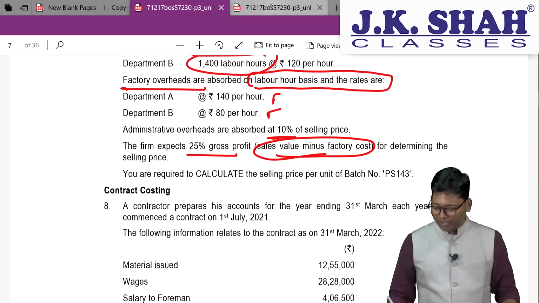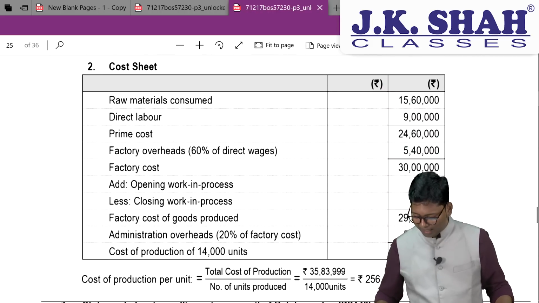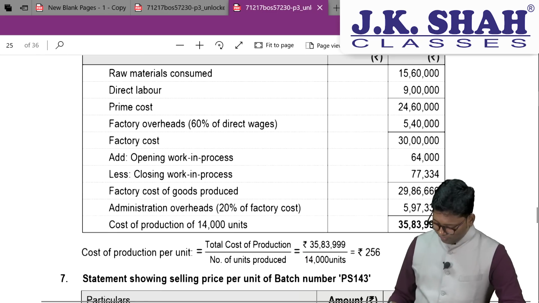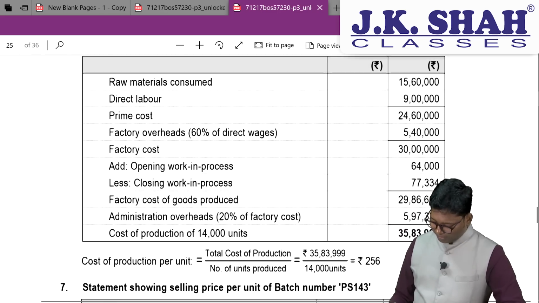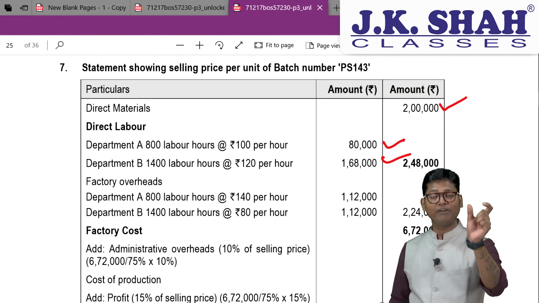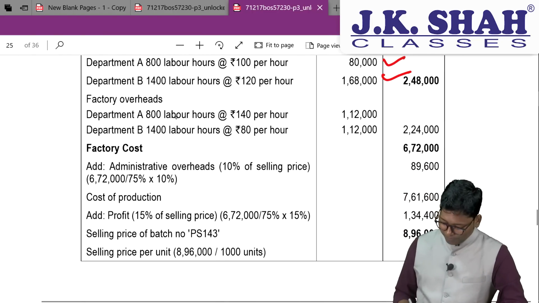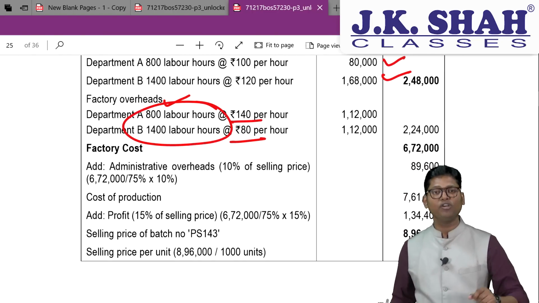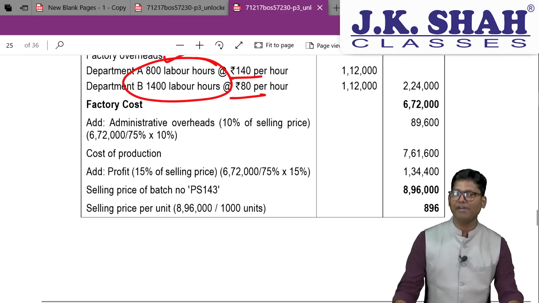You just need to prepare one cost sheet type of format to present this information. You can check here. Raw material related information is given, that is recorded. Labor related cost is computed by multiplying number of hours with the labor rate. They have computed factory overhead by using the departmental rate. They have taken the basis of number of labor hours and computed factory cost.